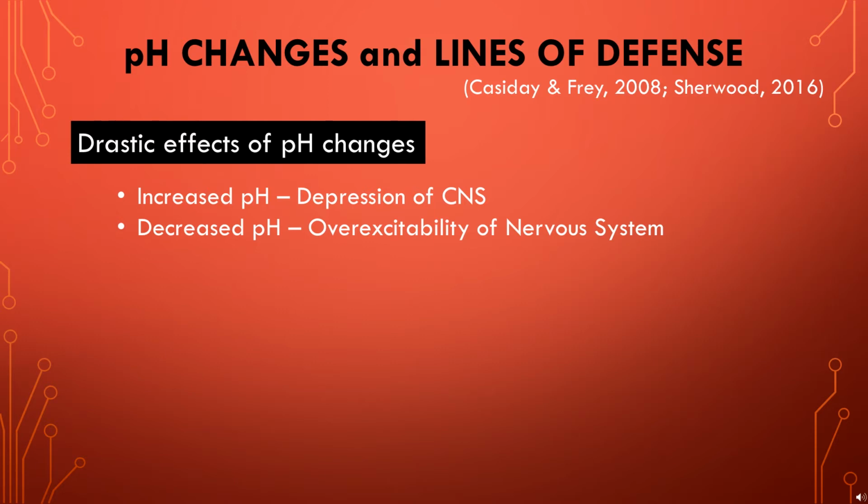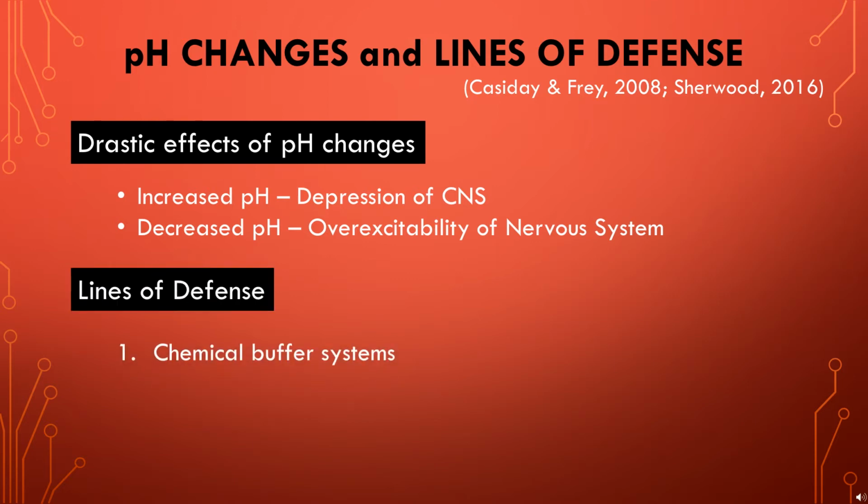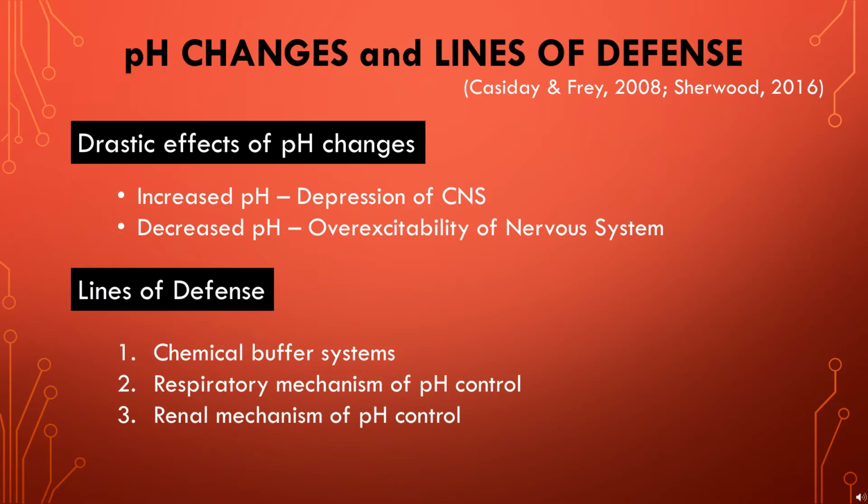To quickly compensate for situations in which the extracellular fluid becomes too alkaline or acidic, there are 3 lines of defense that help maintain hydrogen ion concentration. Those defenses include 1. Chemical buffer systems, 2. Respiratory mechanism of pH control, and 3. Renal mechanism of pH control. For our video presentation today, we will only be focusing on the first defense.